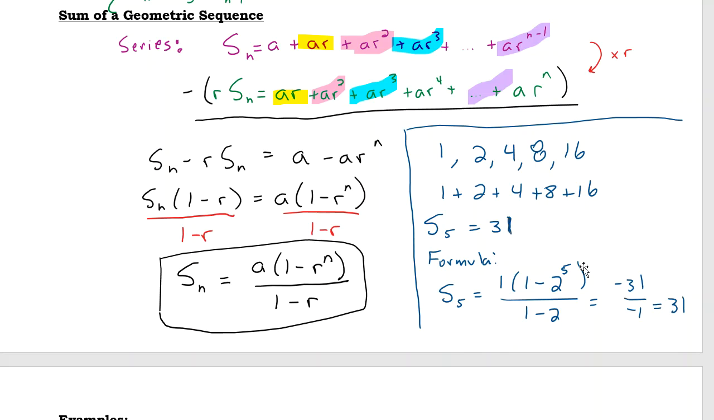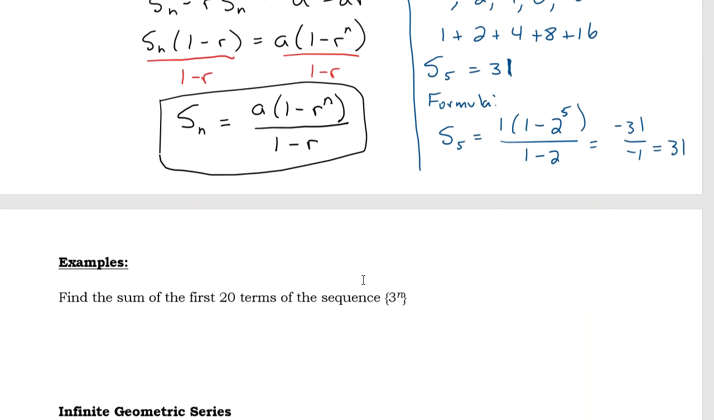So, yeah, I probably wouldn't use this formula if I was adding up the first 5 terms, but what if I wanted to add up the first 100 terms? It would be so easy, especially with a calculator, right? I just take my first term and my common ratio to the 100th power. Pretty slick. I love that formula.